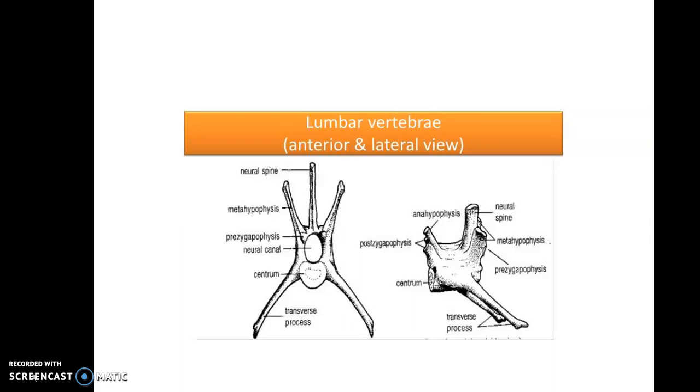The lumbar vertebra is a typical vertebra. This is the structure of the lumbar vertebra, which we had studied as a typical vertebra. It has a neural spine, then the pre-zygapophysis, post-zygapophysis, neural canal, neural arch, the centrum, and transverse processes. In addition to that, there is a hypophysis and there is an anapophysis. That is the hypophysis.